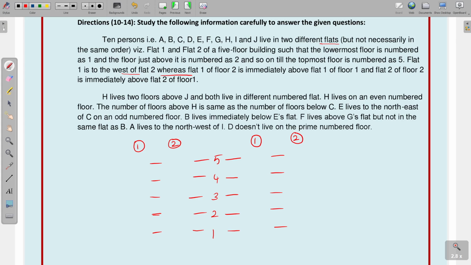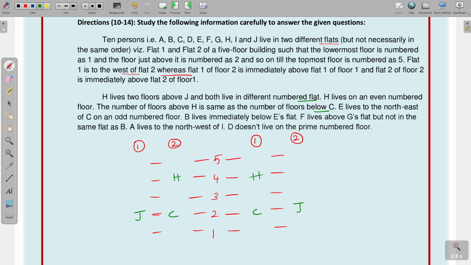So, 2 possibilities here. See the first one, H lives 2 floors above J and both live in differently numbered flats. H lives on an even numbered floor. So, H lives on an even numbered floor. If H is placed here, J is placed here, it is the first possibility, and H and J, second possibility. Next, the number of floors above H is the same as the number of floors below C. Above H there is 1, below C 1.